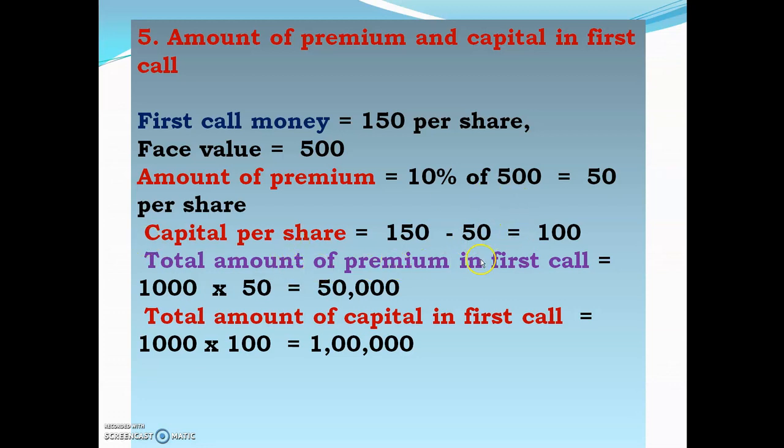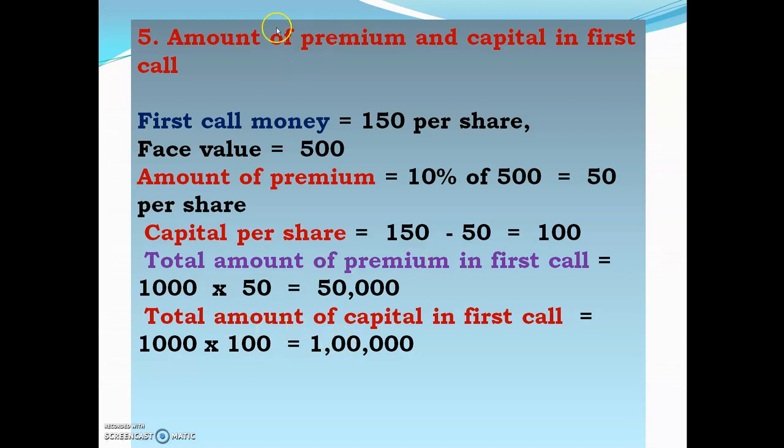Okay, the total amount of premium in first call is 1000, this is the number of shares issued, multiplied with 50, that is the premium, and the amount will come here 50,000. So the total amount of premium in first call is 50,000, and the total amount of capital in first call is 1000, the number of shares issued, multiplied with 100, that is the first call money per share. So the amount will come to 1 lakh.